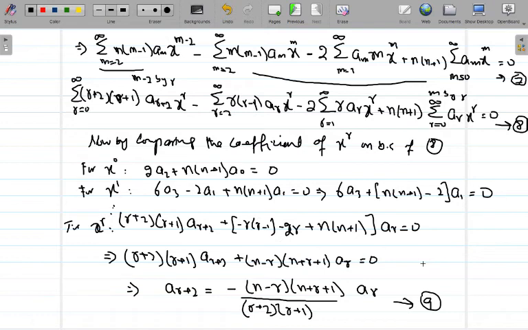So now, n is any real number in this equation, as we have already discussed. n is some real number, and the value of r should be like r is equal to 0, 1, 2, 3, and so on. So the formula given in this equation 9 is called a recurrence relation or recursion formula. So we will use this formula later on.